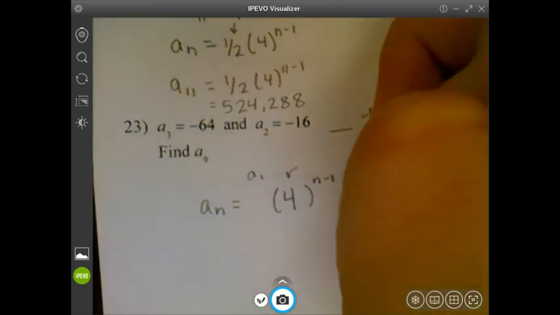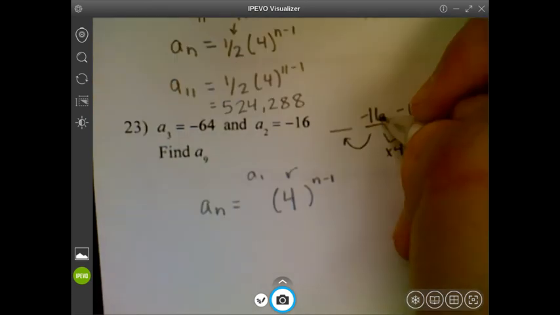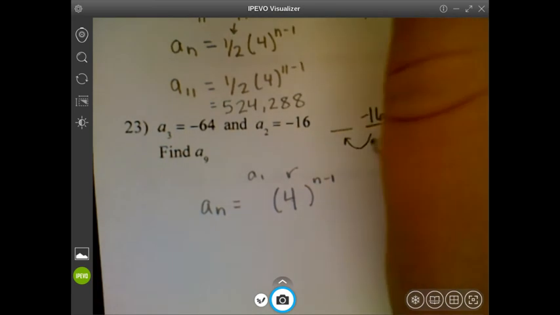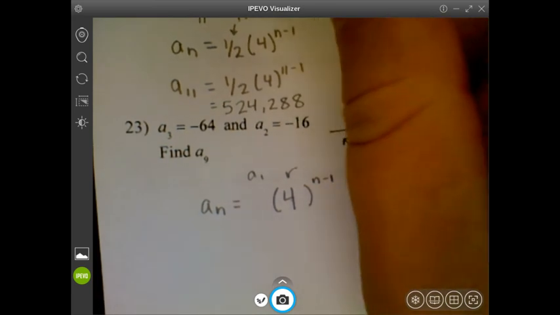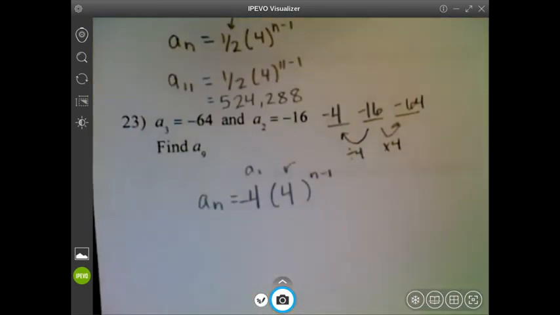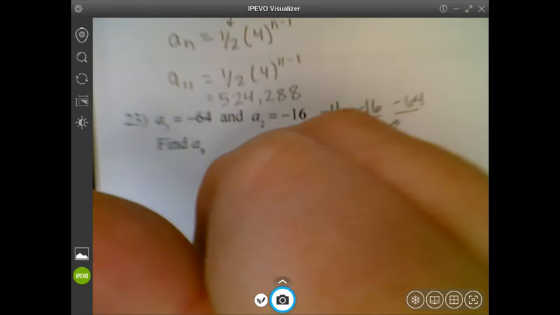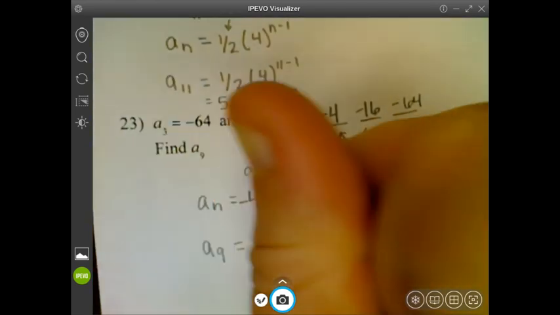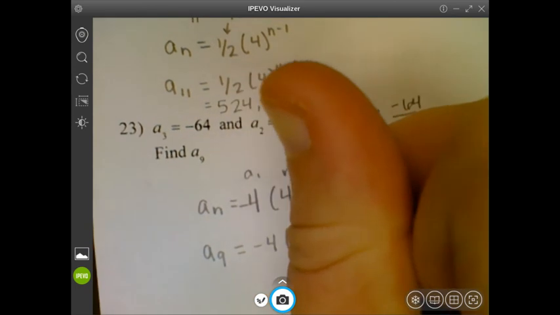Now going one more step backwards, because we have to have that first term, what got multiplied by 4 to get -16? So you would divide, right? Going this direction, you can divide by 4. So that would be -4. So the first term is -4. All right, so use your equation to find the 9th term. So -4, parentheses 4 to the 9 minus 1.